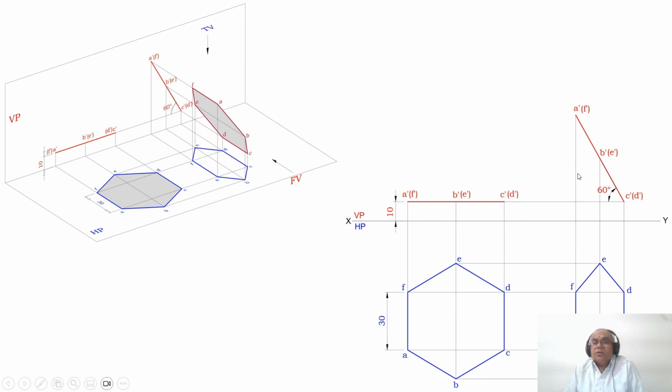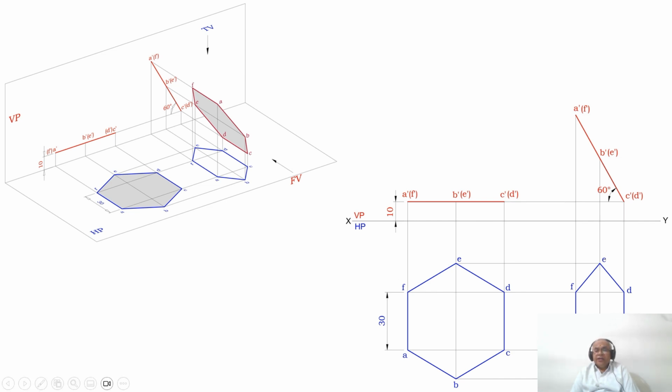To draw the top view, draw a vertical projector from A dash and F dash and draw a horizontal projector from A and F. Both these 2 lines will intersect at these 2 points. You mark those 2 points as A and F. Similarly, draw a vertical projector from C dash and D dash and draw a horizontal projector from C and D. Both these lines will meet at these 2 points and you mark them as C and D. Similarly, draw a vertical projector from B dash and D dash, and draw a horizontal projector from B and also a horizontal projector from E. Both these lines will intersect at these 2 points and you mark those 2 points as B and E.